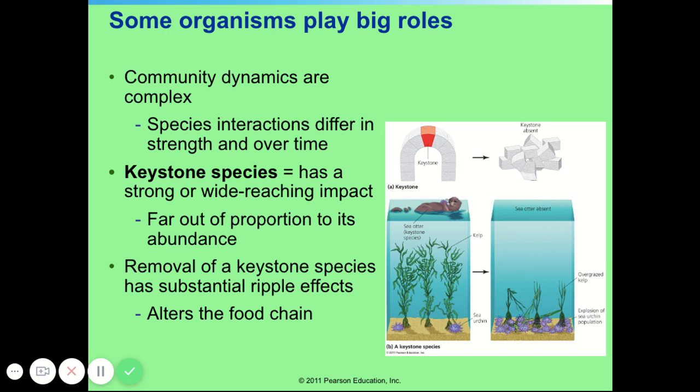And we want to talk about keystone species. Some species have an unusually large effect in a community, and we call those keystone species. So much like an architectural keystone at the top of an arch, a community may collapse if the keystone species is removed.